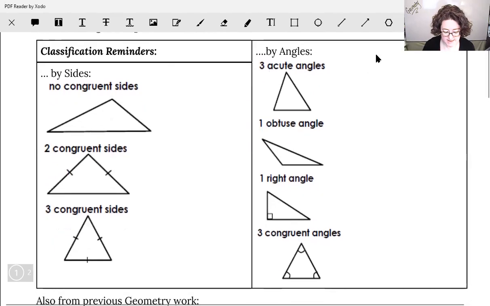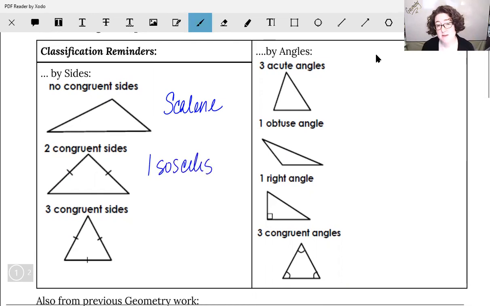And so looking at the sides on our possible triangles, we could potentially have a triangle with no congruent sides. We call those scalene. If we have two congruent sides, and we see that marked by the dash marks on those two sides, we call those isosceles. And if we have three congruent sides, we call those equilateral. And if you think about the roots of that word, it starts with the sound equi, or equal, and so it's dealing with the equal sides. Lateral means having to do with the sides.